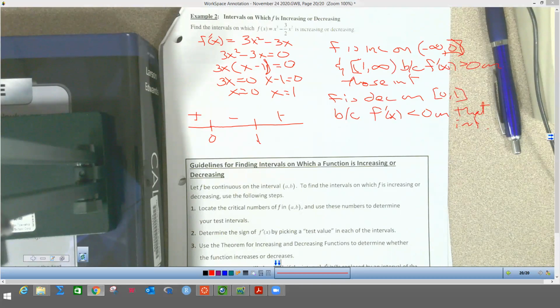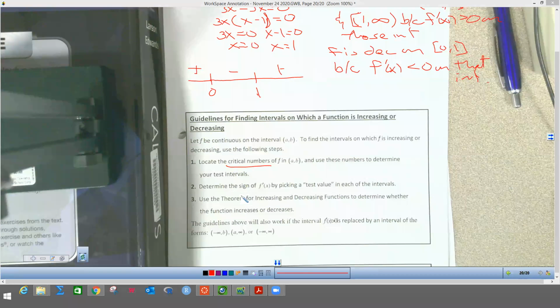Now, this thing at the bottom is the steps, and those are the steps that we just did. So when you look at this, it says guidelines for finding increasing, decreasing. F has to be continuous on the intervals. And first, we're going to find the critical numbers. So you're going to find where the derivative is 0 or where you cannot do a derivative, where the derivative does not exist. Then you have to determine f prime by picking test values between these. So like I might have picked -1 here, 0.5 here, and 2 here.